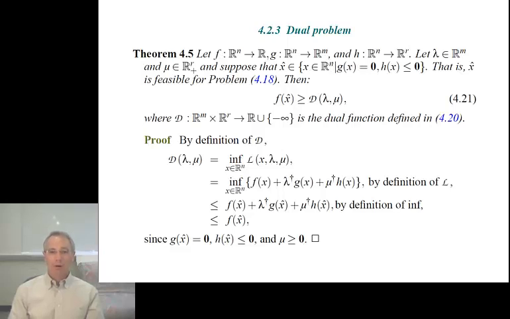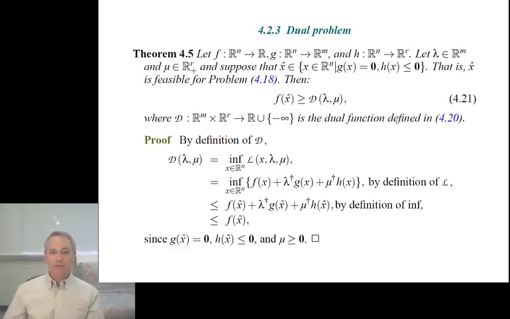Then we have the following property. Then f of x hat is greater than or equal to the dual evaluated at any point, at that point lambda and mu. The d is the dual function.